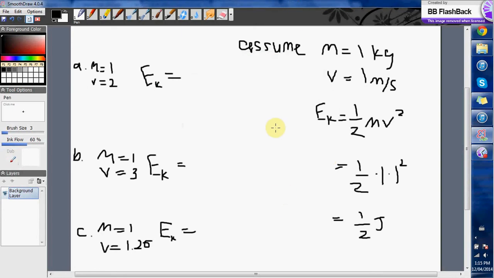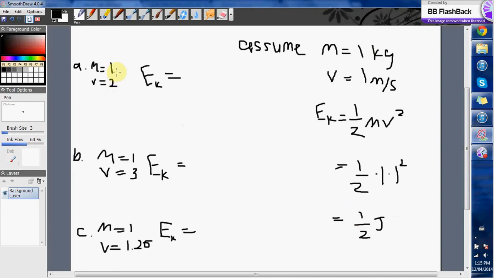So the easiest way to solve question 1 on page 172 would be to assume some values for mass and velocity. It asks you what happens when the velocity of a car is doubled. So first I'm going to assume that the velocity of the car before you double it is 1 and the mass of the car is 1. So using the formula 1 over 2 mv squared, I calculate that the kinetic energy of the car prior to any changes made in the speed is 0.5 joules, or 1 over 2 joules.